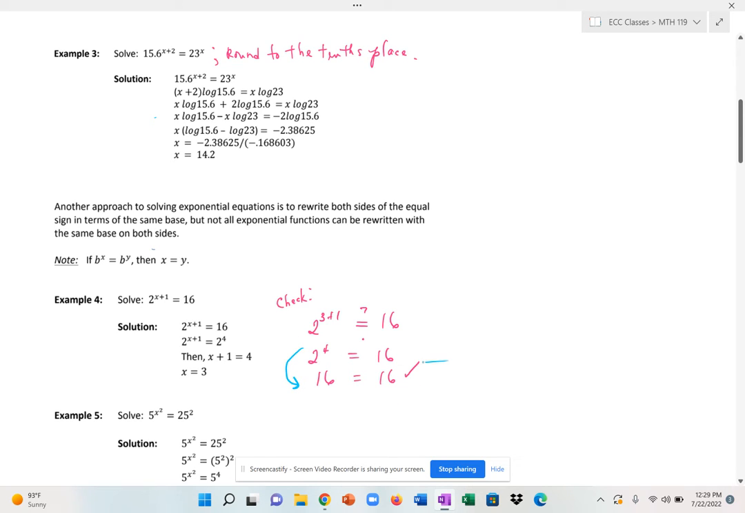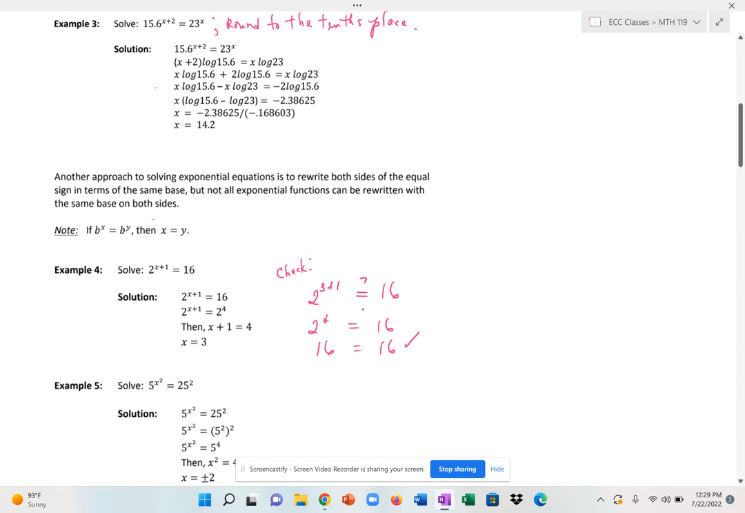The left side and the right side are equal, so x equal to 3 is a good solution. I'm going to be able to apply this same technique to number 5. I have 5 to the x squared equals 25 to the second.